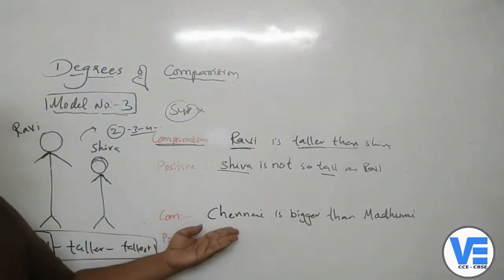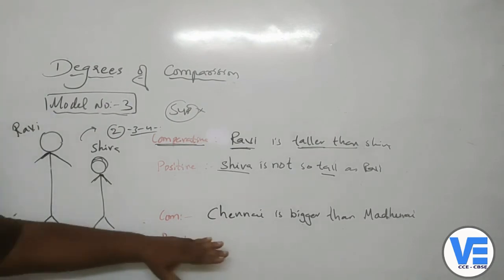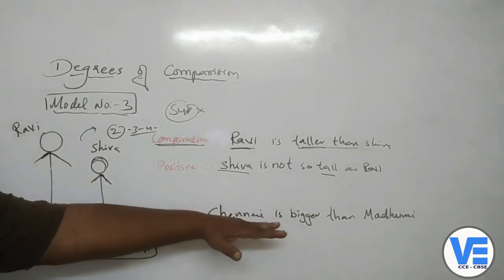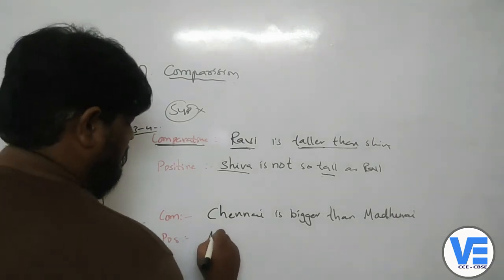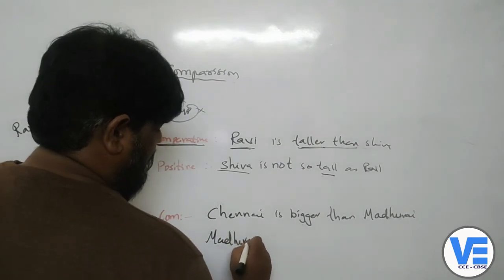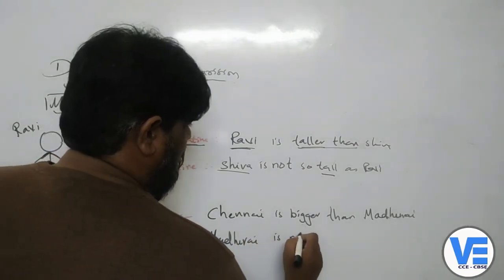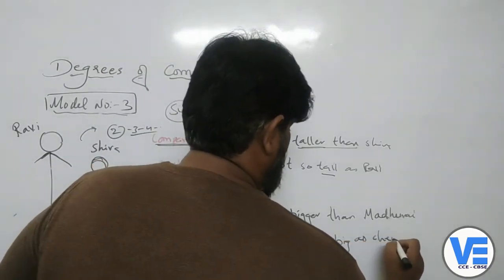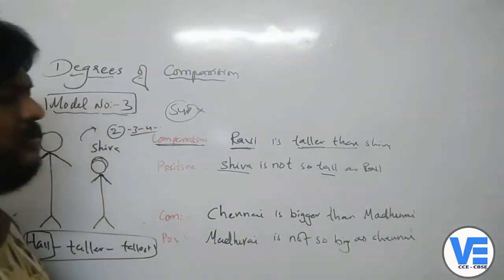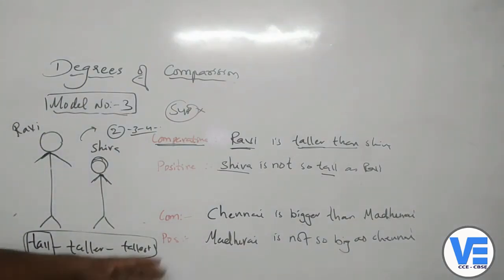So written here, Chennai is bigger than Madurai, right? So Chennai city is bigger than the city Madurai. Okay, now how do you write the positive form of that? You can easily write Madurai is not so big as Chennai. So this is how you can write the model number 3.